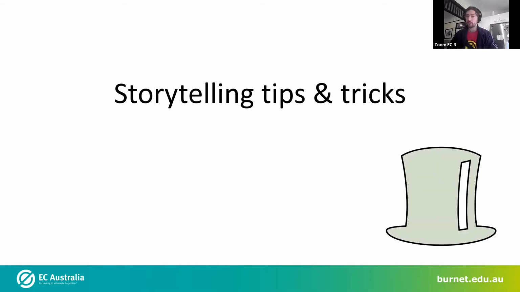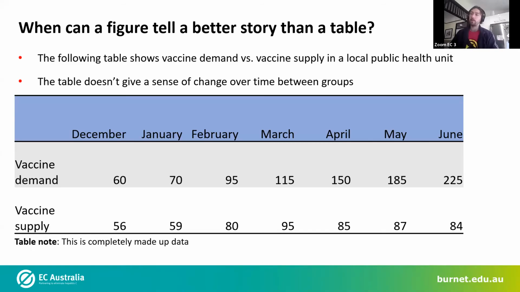We're going to do some tips and tricks now. So I'm going to start with a table. This table is, again, totally hypothetical data, but it's vaccine demand versus vaccine supply in a local public health unit. When I look at this table, I can see that the vaccine demand is going up and vaccine supply is slightly going up. It's hard for me just looking at this table to get a sense of what they're looking like in relation to each other, or what the story is in terms of demand and supply by month.